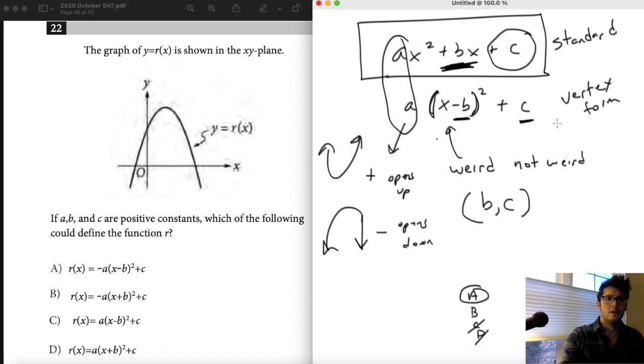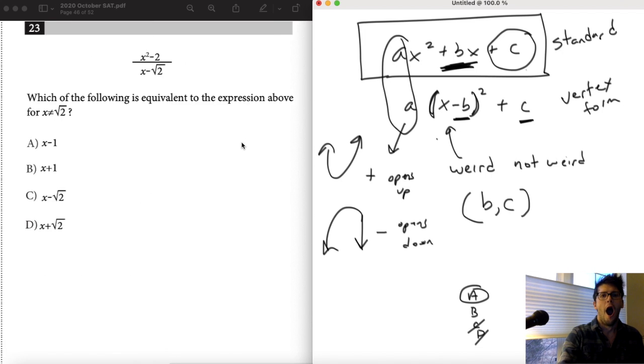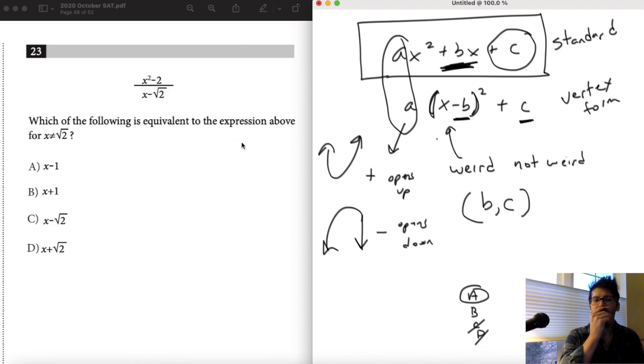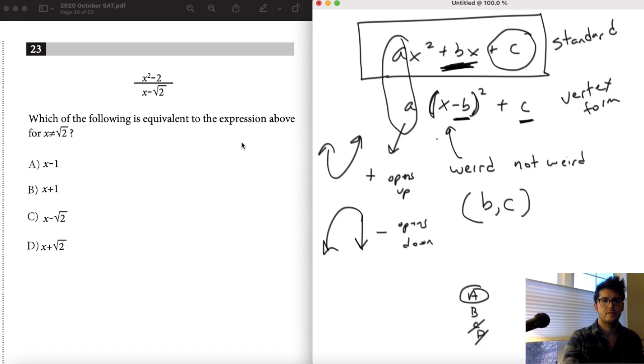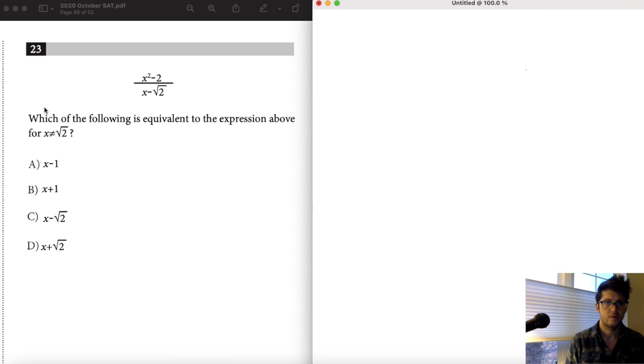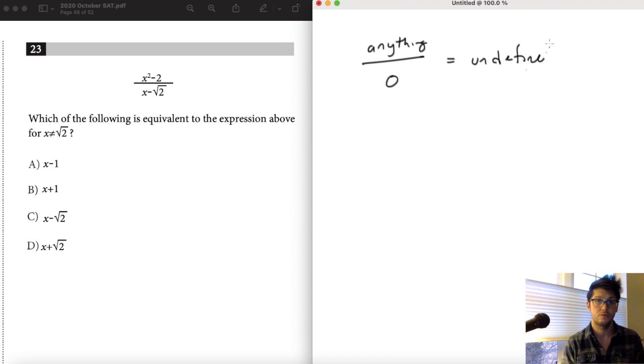Okay. So, number 23, right? Which of the following is equivalent for x is not equal to root 2? Just to be clear why they're even saying that: if you have a denominator of 0, it's undefined. Anything over 0 is undefined. So they don't want us to get a 0 in the denominator, and root 2 minus root 2 is 0. So that's why they're getting rid of that.